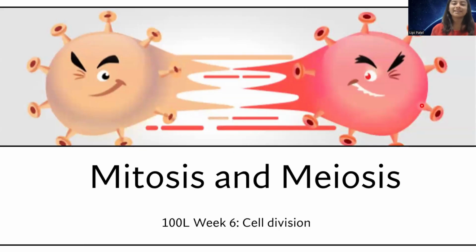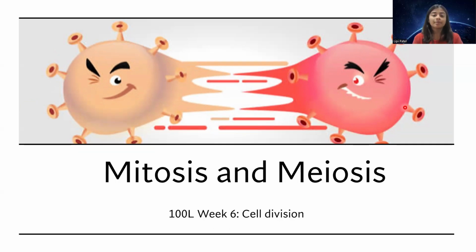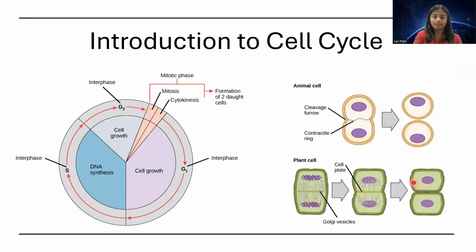Hi, and welcome back. In this video, I'm going to talk about cell division that includes mitosis and meiosis. Before we get into the details, let's understand what is a cell cycle. A cell cycle refers to the normal activity pattern of a cell. As you can see here, it is divided into two phases. First is the interphase, and next is the mitotic phase.